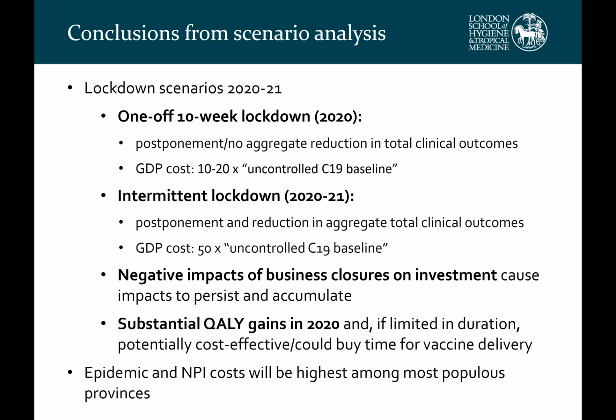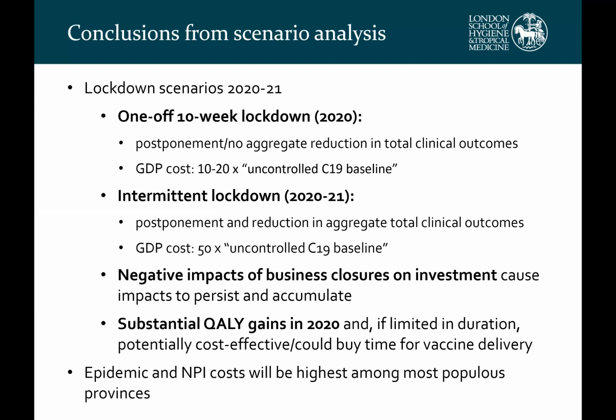In terms of the lockdown scenarios that we've modelled, the one-off 10-week lockdowns impose a postponement, but not an aggregate reduction in clinical outcomes, and those GDP costs are 10 to 20 times an uncontrolled baseline. The intermittent lockdown does postpone and reduce the aggregate impacts by the end of the second year, but they're 50 times the cost of the uncontrolled baseline. The negative impacts of business closures, in particular, cause investment impacts to persist and to accumulate.